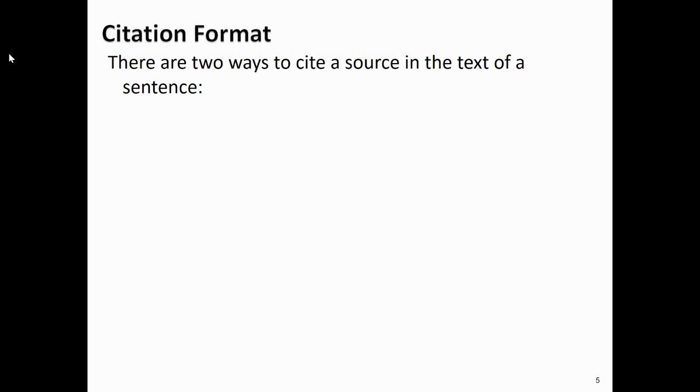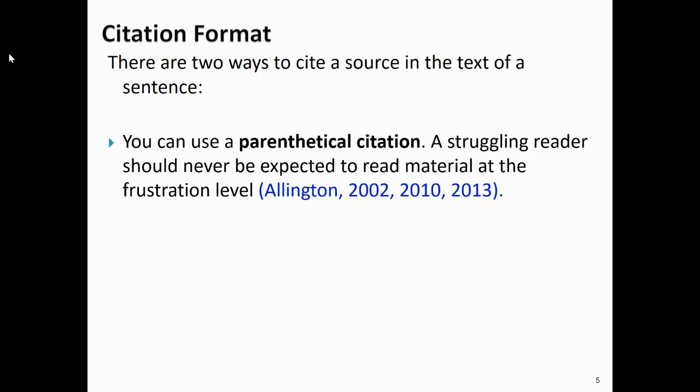There are 2 ways to cite a source in the text of a sentence. You can use a parenthetical citation, and of course, you're not going to be color coding it, but I just use blue font to make it easy for you to read. So I have used Allington's 3 articles in chronological order, separated by commas.